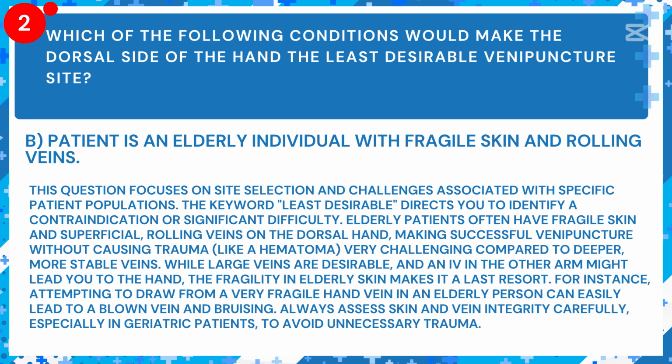While large veins are desirable, and an IV in the other arm might lead you to the hand, the fragility in elderly skin makes it a last resort. For instance, attempting to draw from a very fragile hand vein in an elderly person can easily lead to a blown vein and bruising. Always assess skin and vein integrity carefully, especially in geriatric patients, to avoid unnecessary trauma.